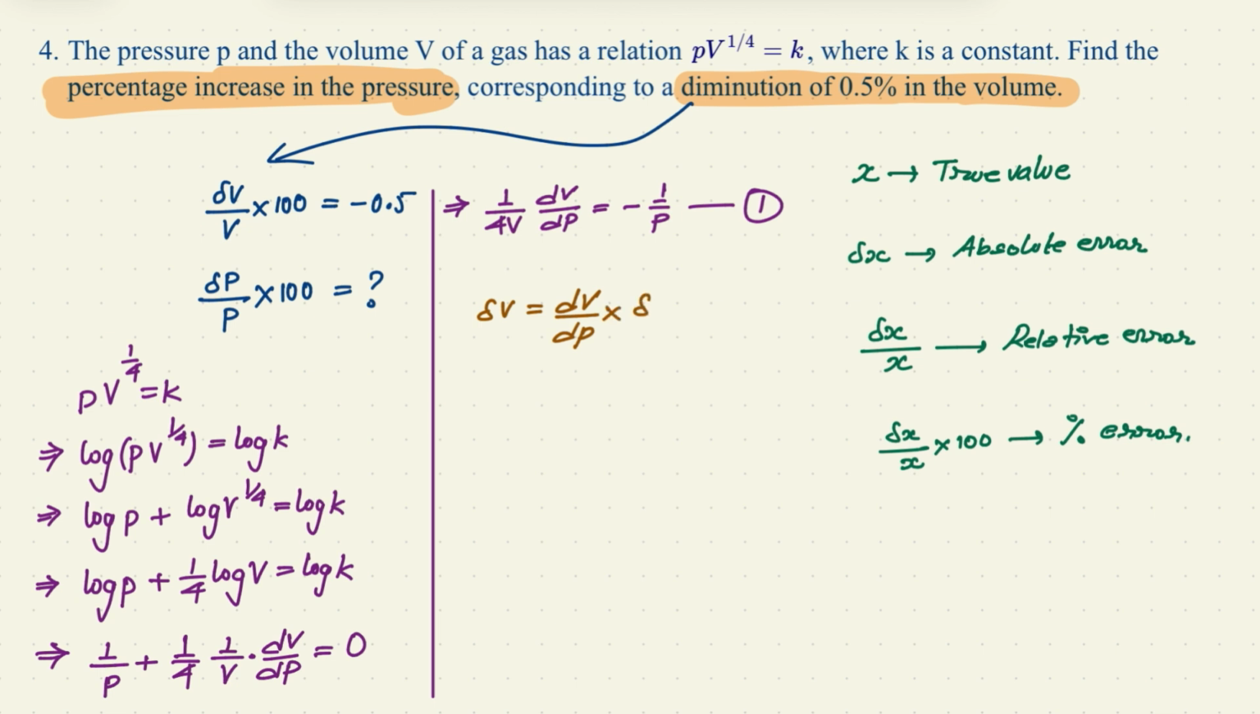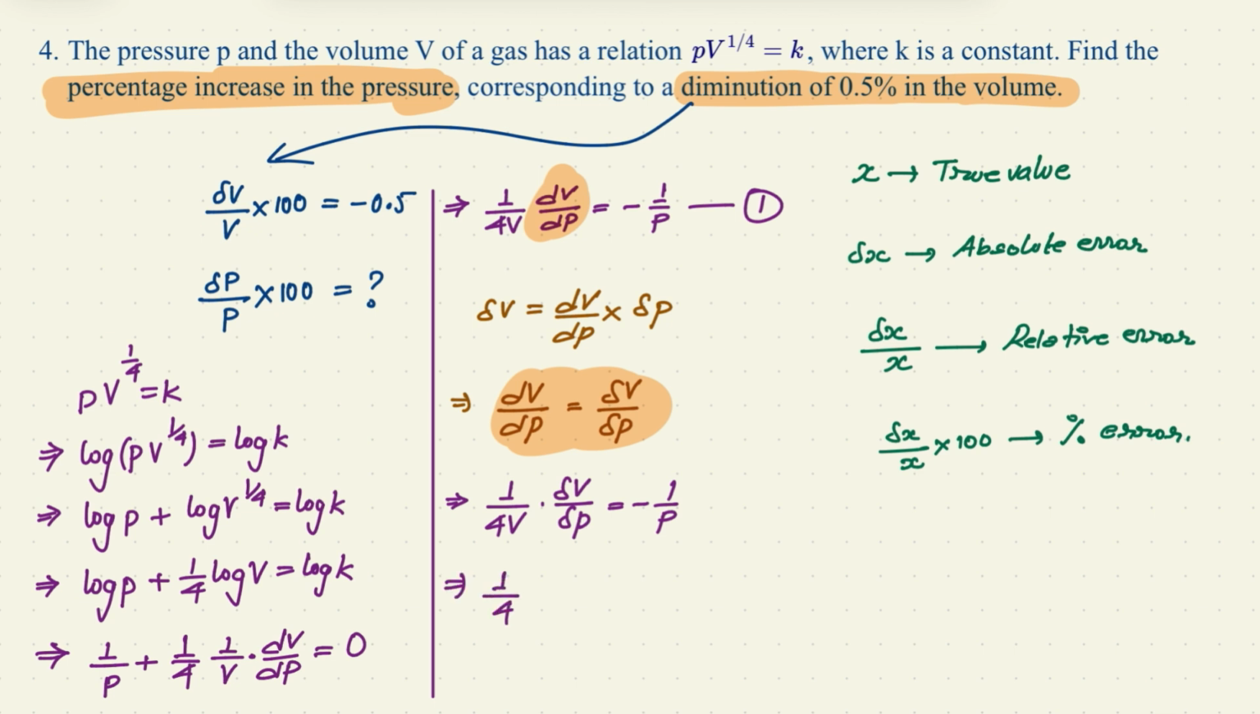Now we have one formula, that is the change in volume will be equal to dV by dP into the change in pressure. So from here the value of dV over dP can be written as del V over del P. So let us put this value of dV over dP in equation 1. Then we will have 1 by 4V into del V by del P equals to minus 1 by P. So let us keep V one side, that is del V by V, and minus pressure on one side.